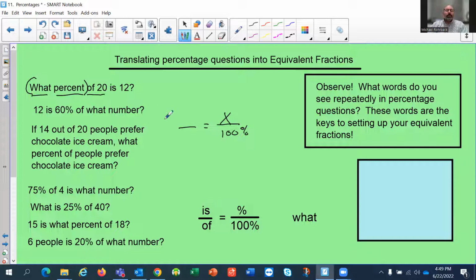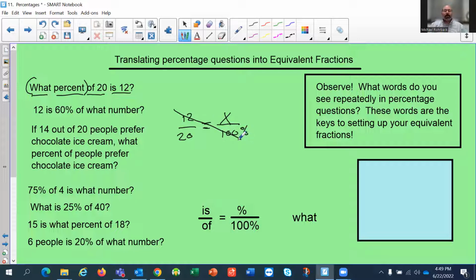Of 20 is 12. Well, "of" goes on the bottom. 20 is 12. That's the part. So they're asking us, if we have 12 out of 20, we have 12 parts out of 20, what percent is that? And depending on what other videos you've watched, you know that when we have 3 out of 4 spots that are set up to be proportional, the way to solve that is you cross multiply.